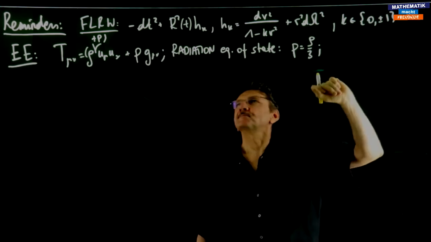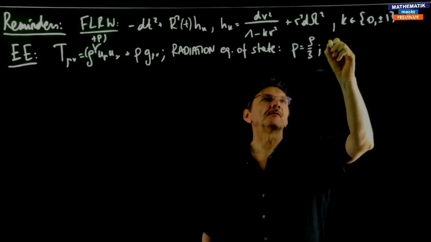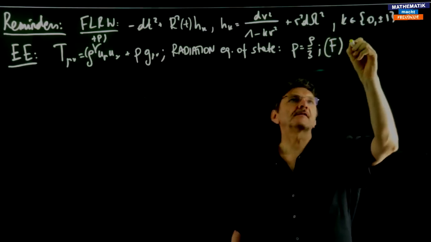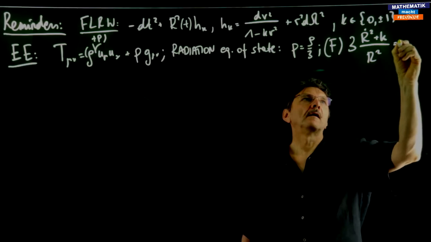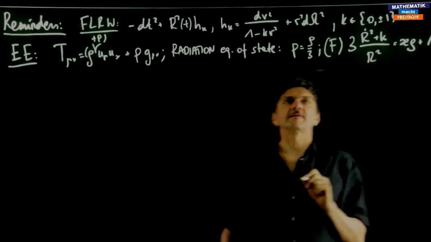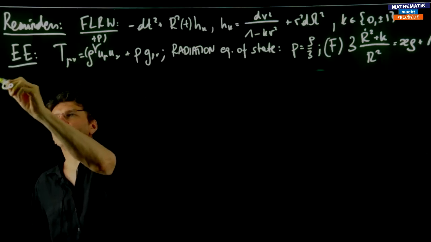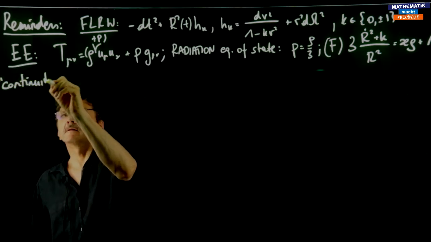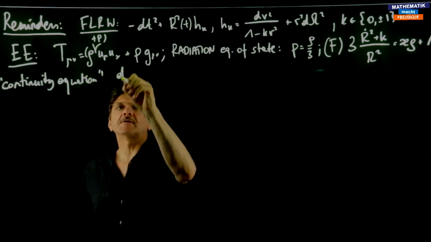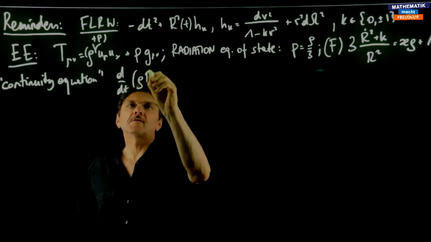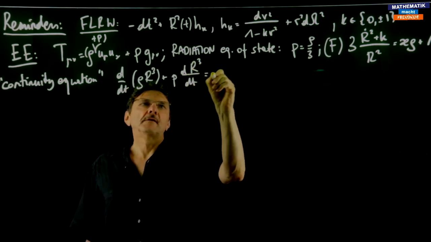So, well, H and K we have. So the Friedmann equation, will it fit here? Let's hope. Okay, well, that's already this. And there is something which can be thought of as the continuity equation, which would be d over dt of rho r cubed plus p d r cubed over dt is equal to 0.